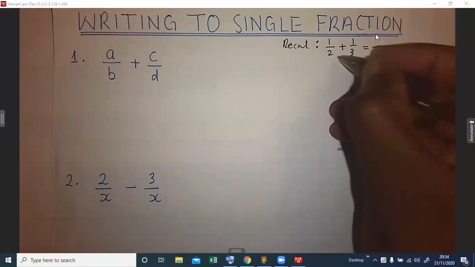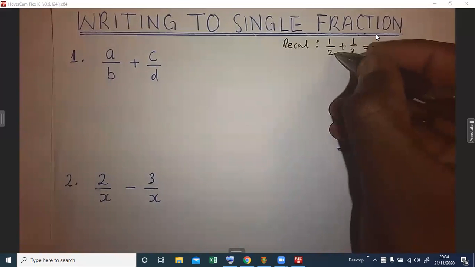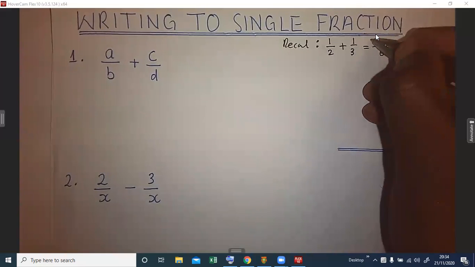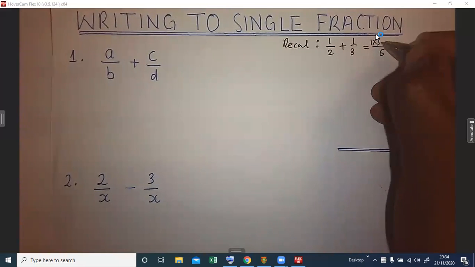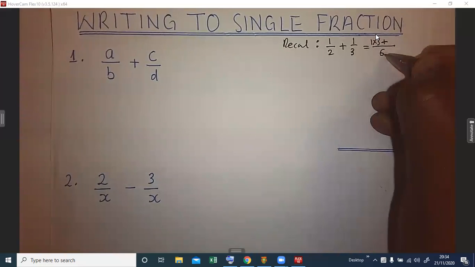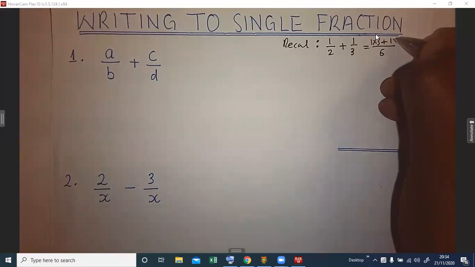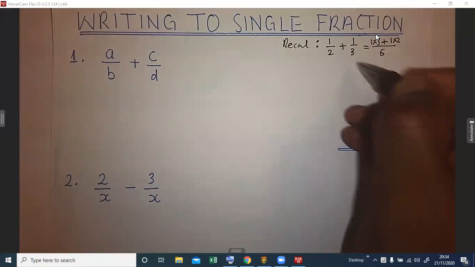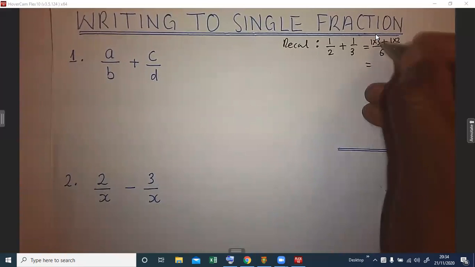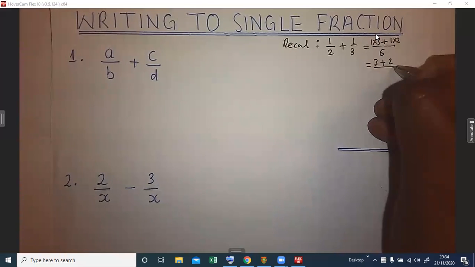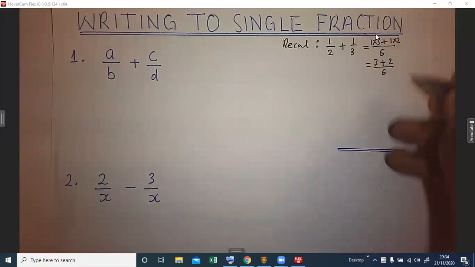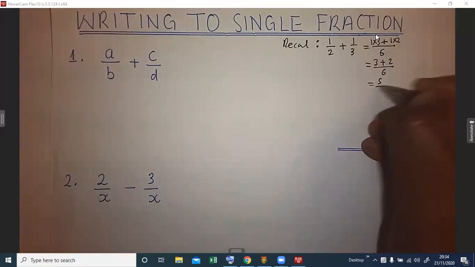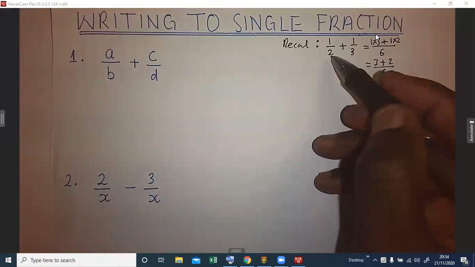6 divided by 2, we get 3. So 3 times 1, so 1 times 3, plus 6 divided by 3, we get 2. So it will be 1 times 2. This is how we solve a fraction, and we get 3 plus 2 over 6. That will become 5/6. So we need to look at the LCM.